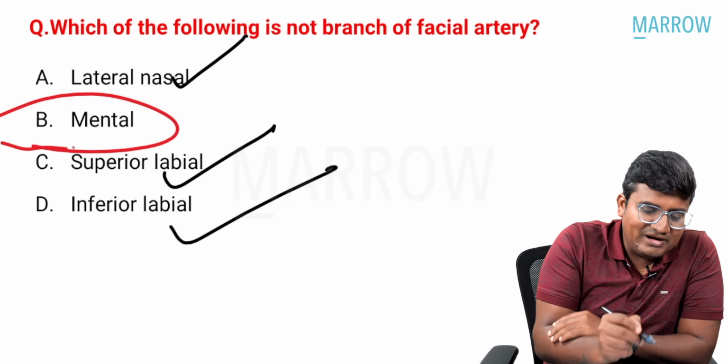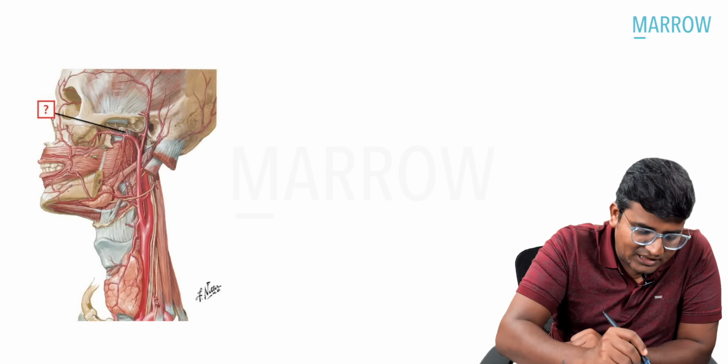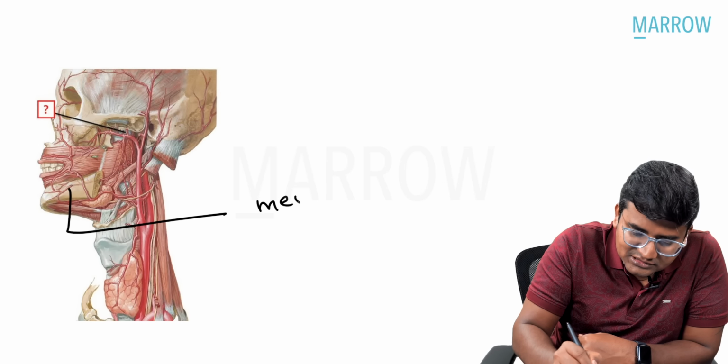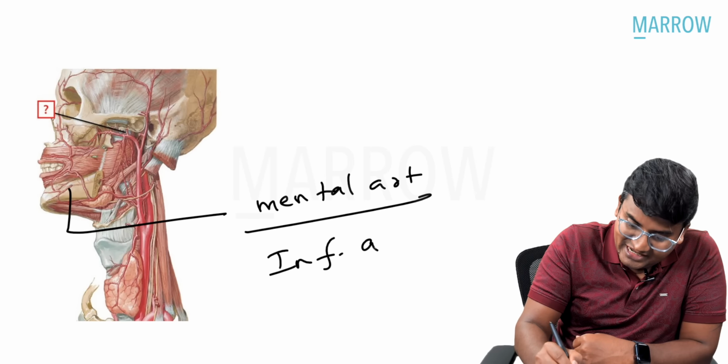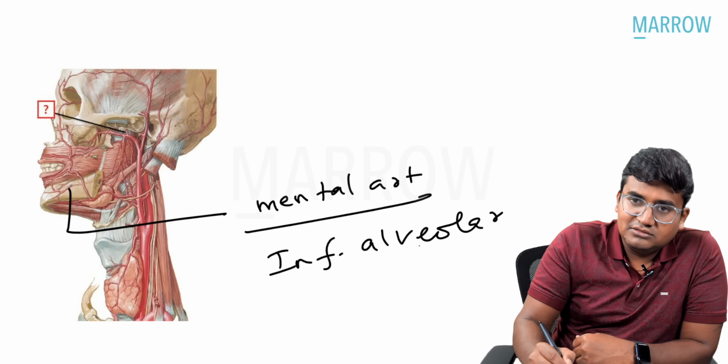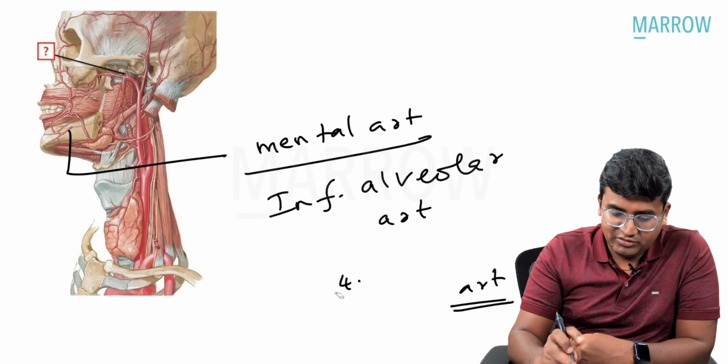Now what is the answer? Mental artery. Mental artery is not the branch of our facial artery. Now this is our mental artery. See, mental artery is nothing but a continuation of inferior alveolar artery. Now the inferior alveolar artery is a branch of, very good, maxillary artery.